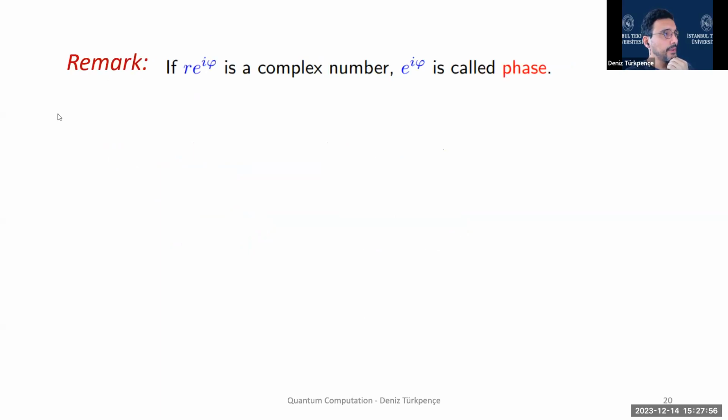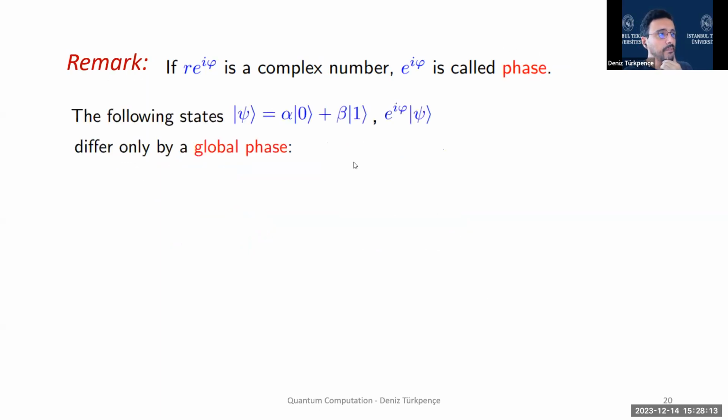Assume that I have a complex number. In general, a complex number can be defined by a real part and an imaginary part. Here, this e to the power i phi is called the phase of the complex number. Now assume that we have two states: psi described by this qubit state, and psi multiplied by a phase factor. This phase factor is in front of the whole parenthesis, so we will call this phase a global phase.